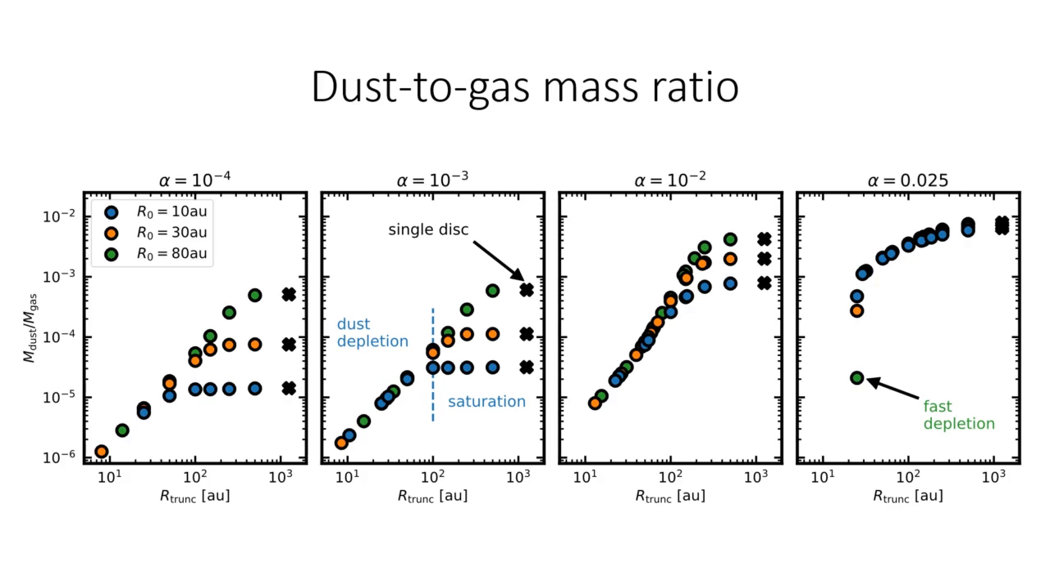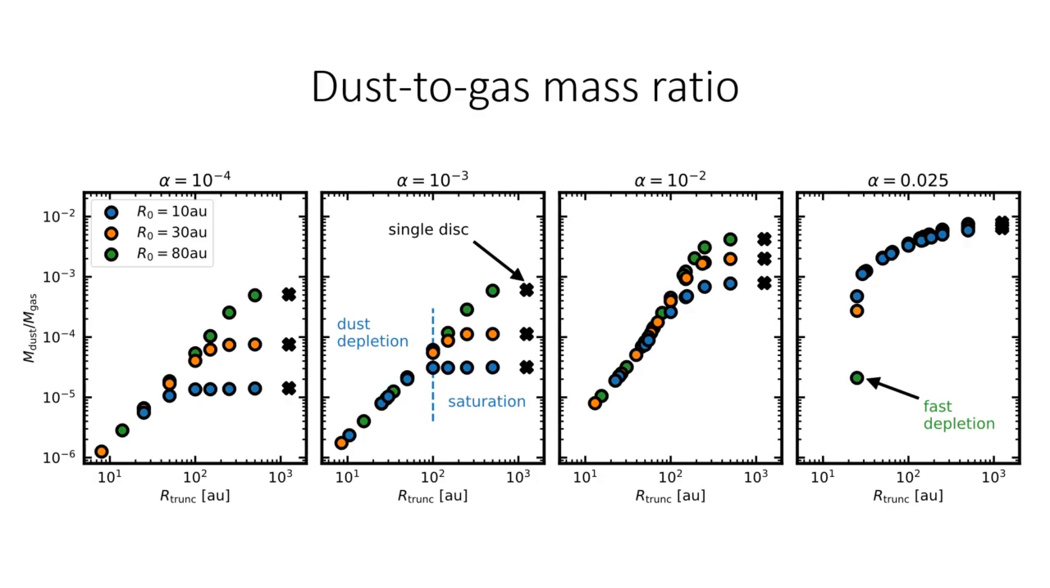Each subplot is characterized by a different disk viscosity, with alpha increasing towards the right. Let us consider the alpha 10^-3 and R0 = 10 AU case. As the figure suggests, two regimes can be identified. As long as R_trunc is less than 100 AU, disks in binaries, the blue dots, lose more dust than disks in singles with the same parameters, the black crosses. On the contrary, for R_trunc bigger than 100 AU, binary disks behave as singles.